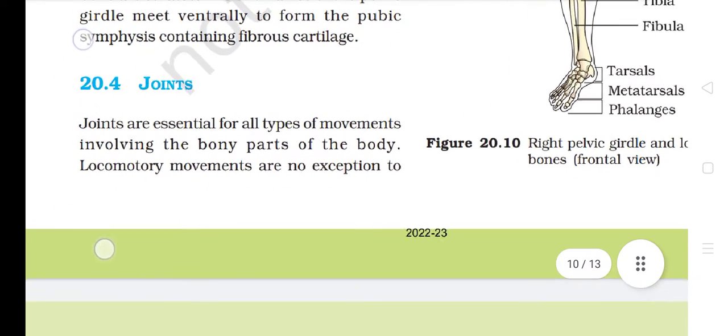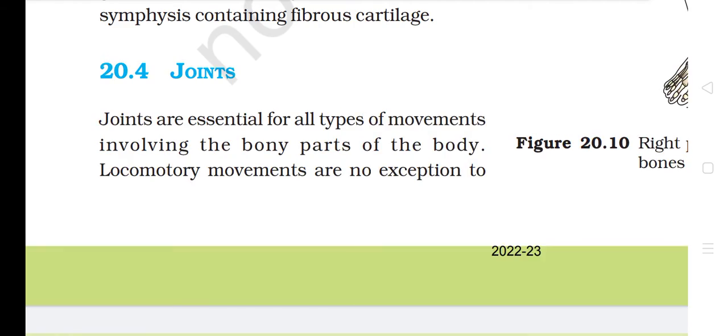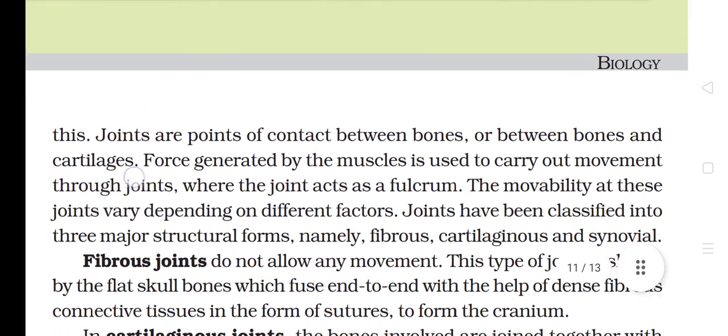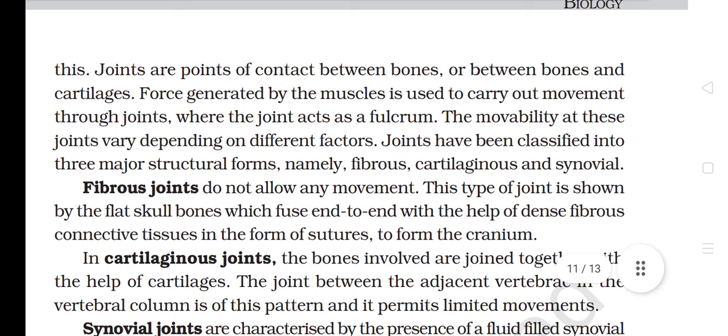20.4 Joints. Joints are essential for all types of movements involving the bony parts of the body. Locomotory movements are no exception to this. Joints are points of contact between two bones or between bones and cartilages. Force generated by the muscles is used to carry out movement through joints, where the joint acts as a fulcrum. The movability at these joints varies depending on different factors.